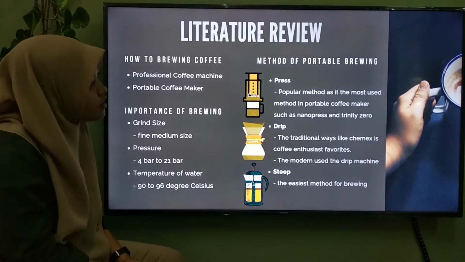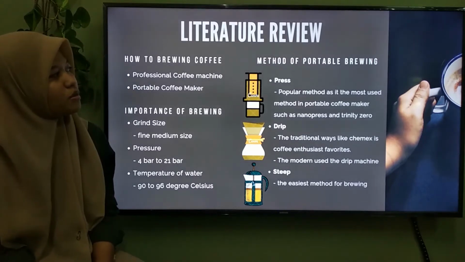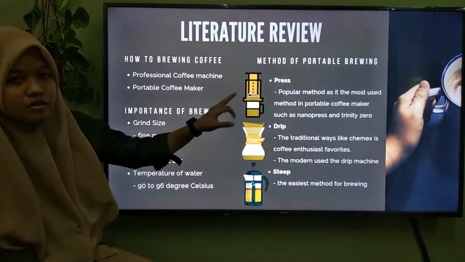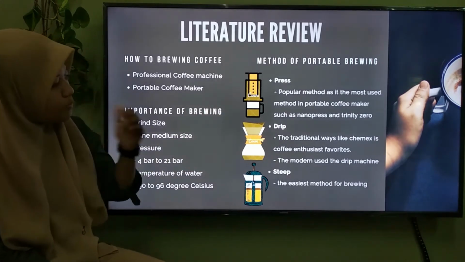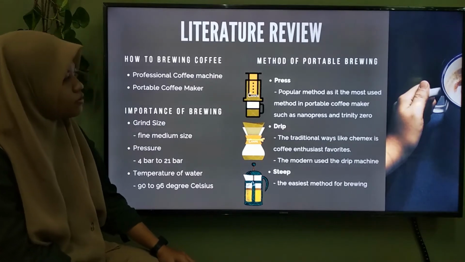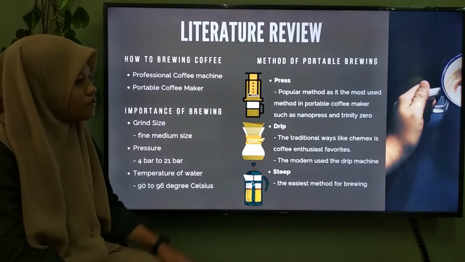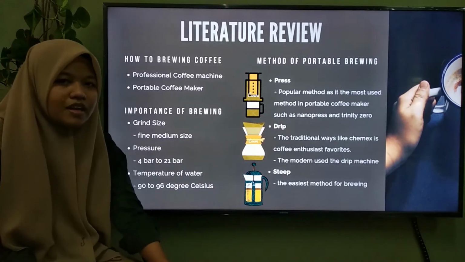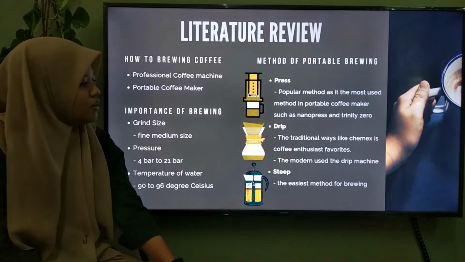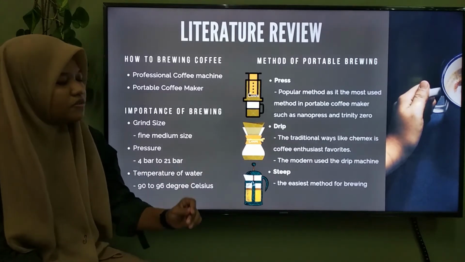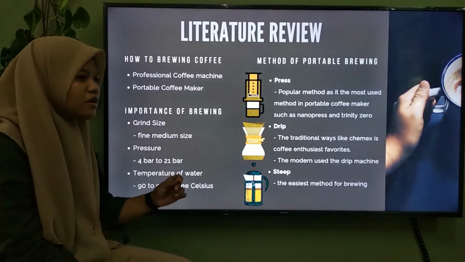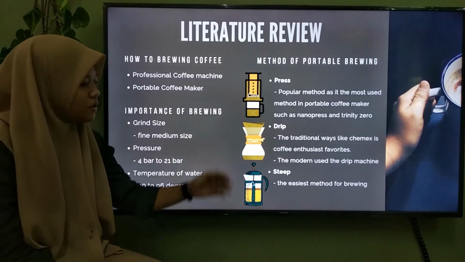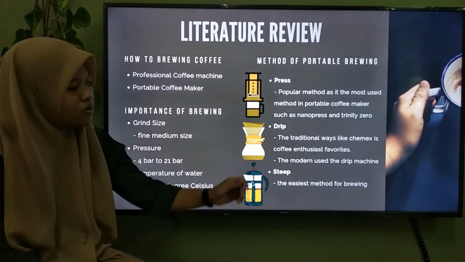So there are many methods of portable brewing. The first one, the popular methods, are three: the press, drip, and steep. The press is the Aeropress itself, and maybe you can find Nanopress and another brand of press devices. The drip is like Chemex. This is a coffee lover's favorite because they like the feeling when they brew using the Chemex. And the modern version is a drip machine.